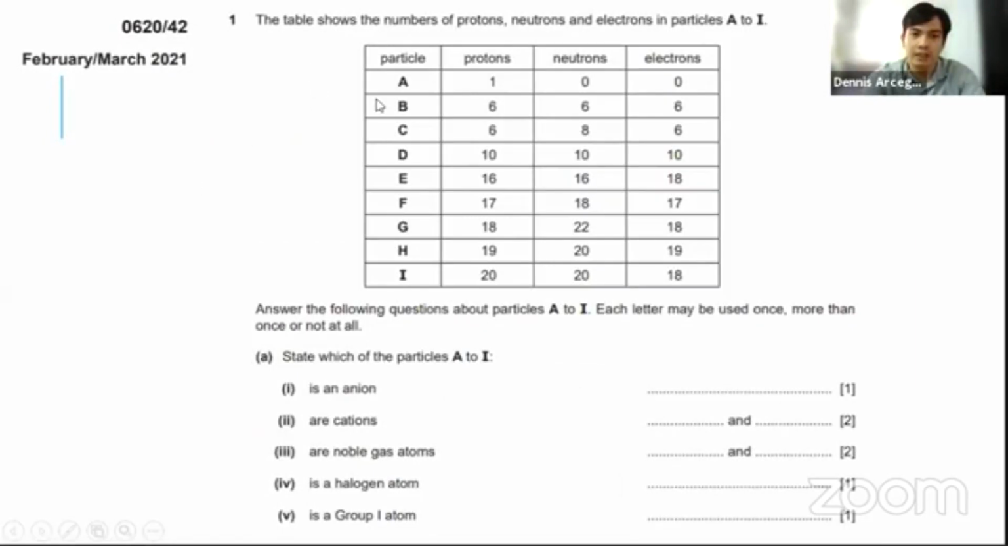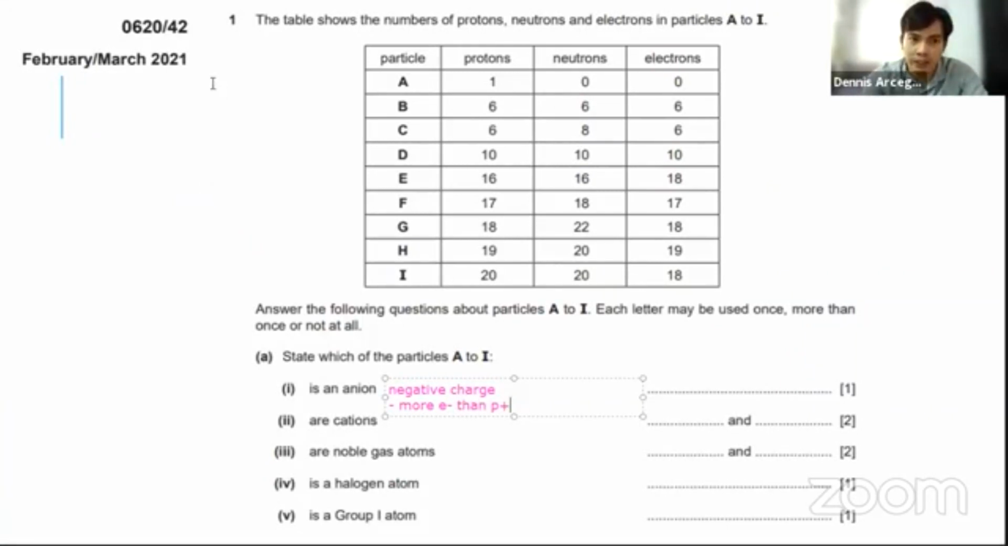This is quite complicated, so I want you to see, but it's just about that only. When you say an anion, it means it has a negative charge. How do you know if it's a negative charge? It means it has more electrons than protons.